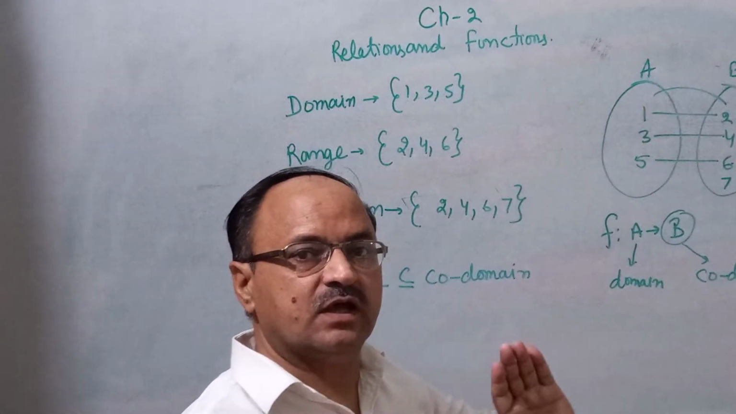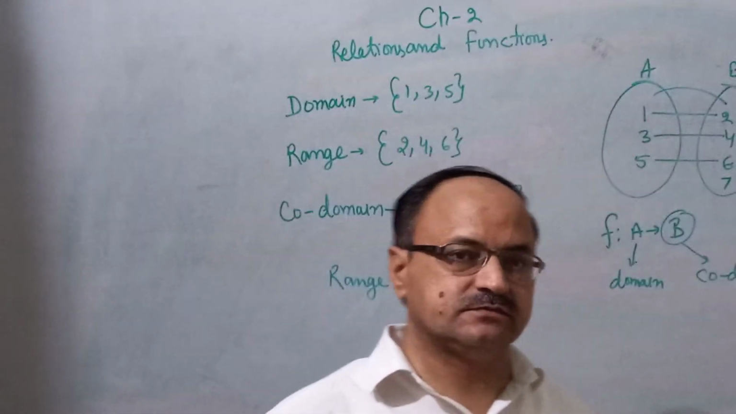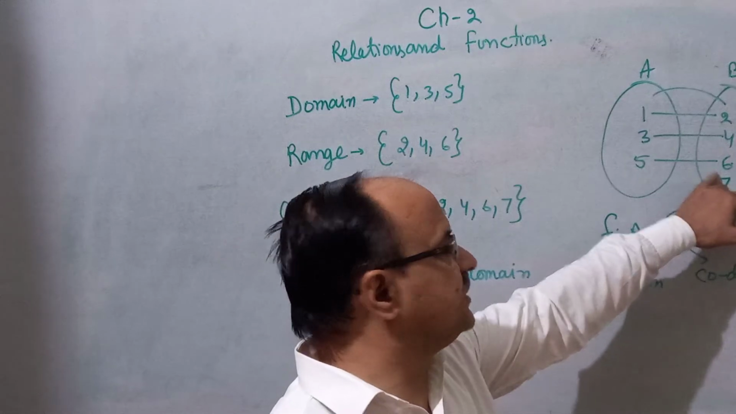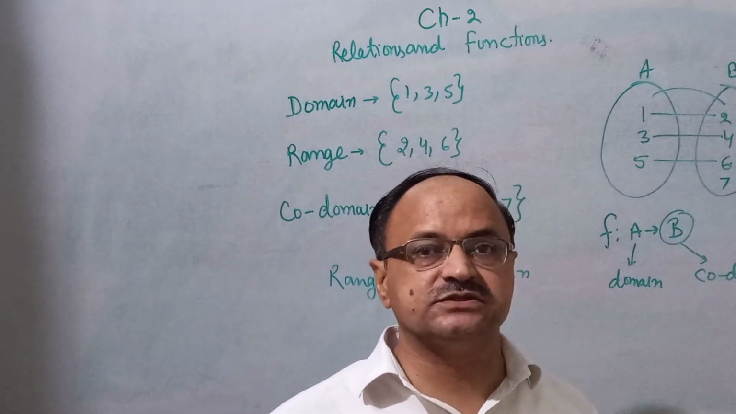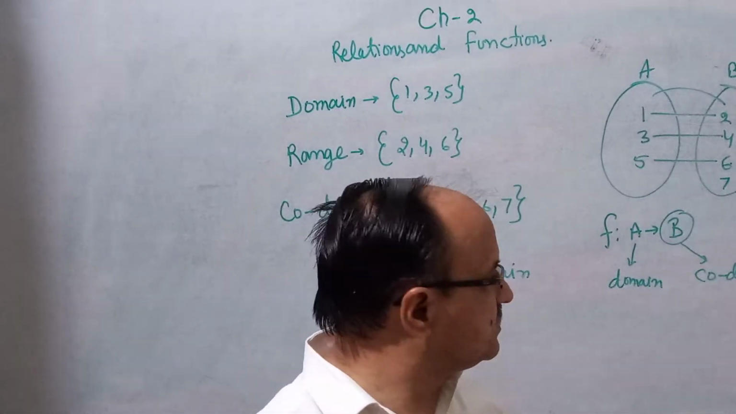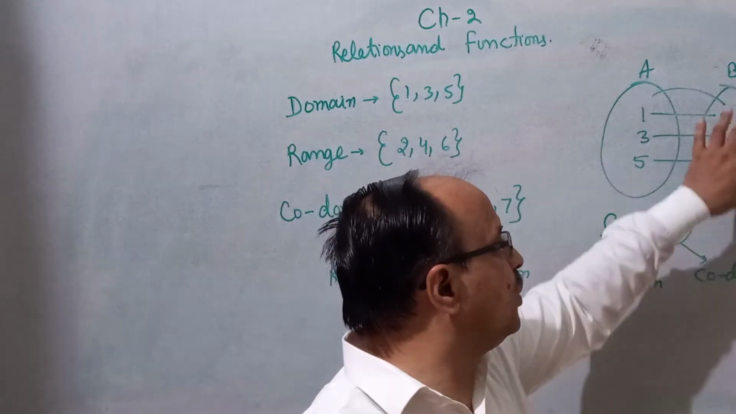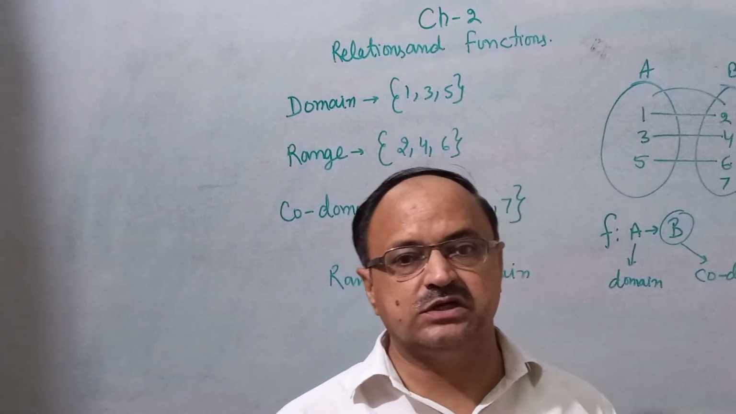Domain means the value which we put in the function, and range means the result of that solution, and codomain means the whole set B. The whole set B is called codomain.